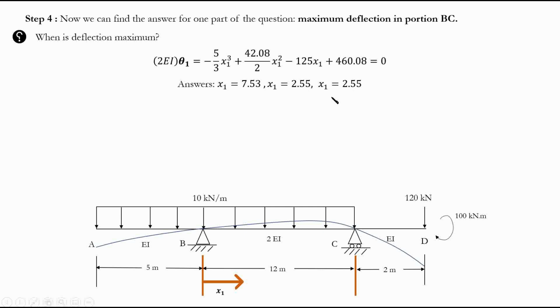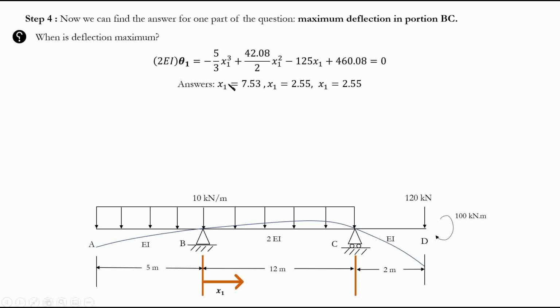The first thing to check here is that x1 was from 0 to 12. Sometimes you're going to end up with something like negative 2.5, positive 7.8, and 17.2. In that case, my answer is definitely the one that was in the range, so I would have one answer. But in this case, all three answers fit in the range from 0 to 12, so all of these could be the answers. And 2.55 is repeated 2 times, so it doesn't matter.